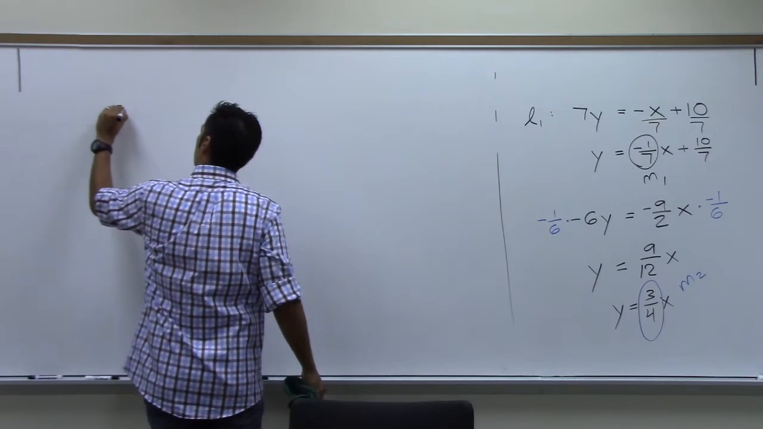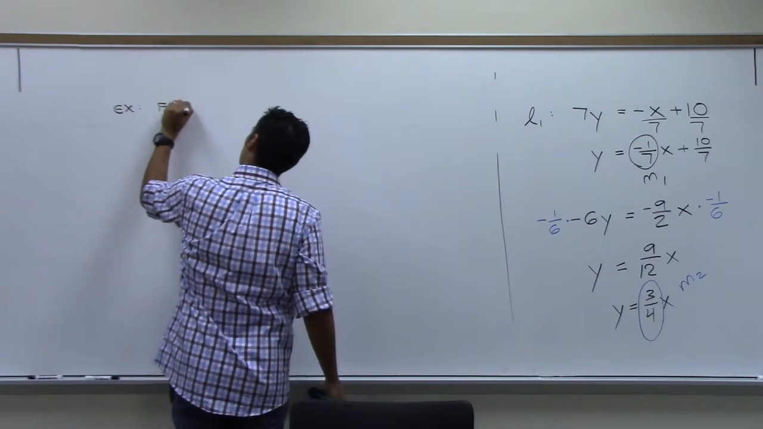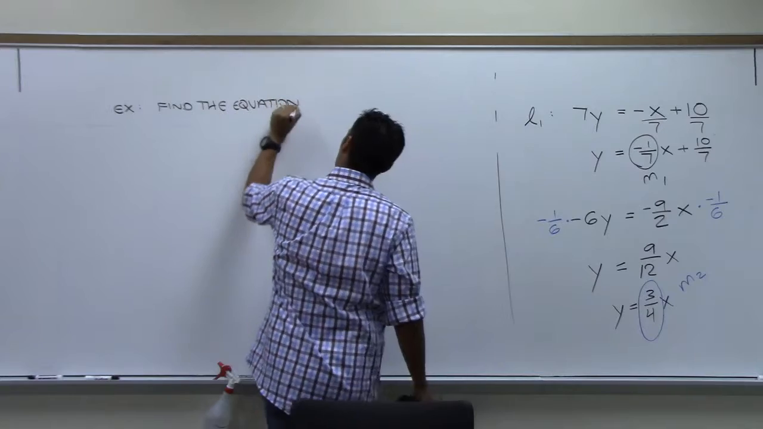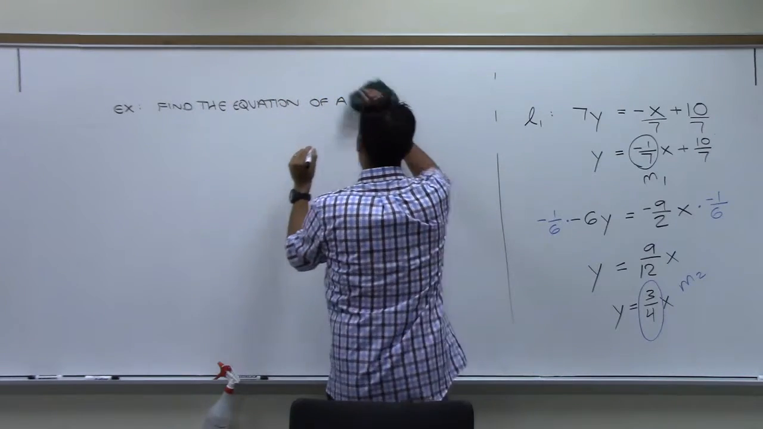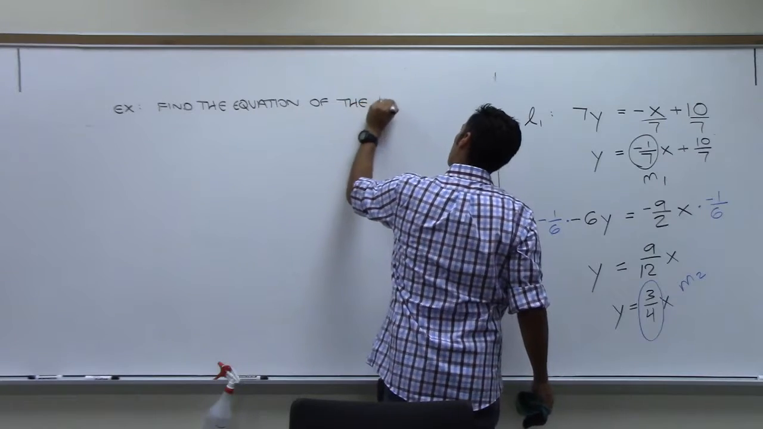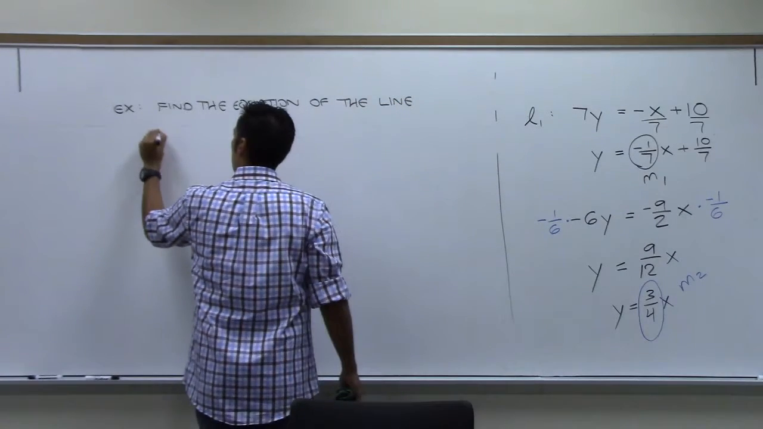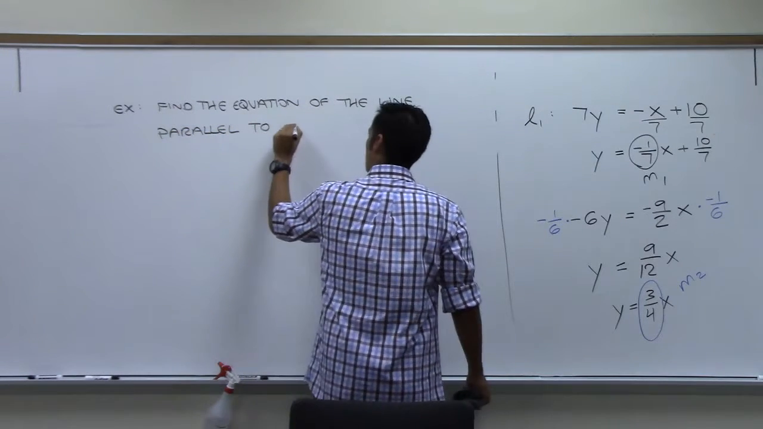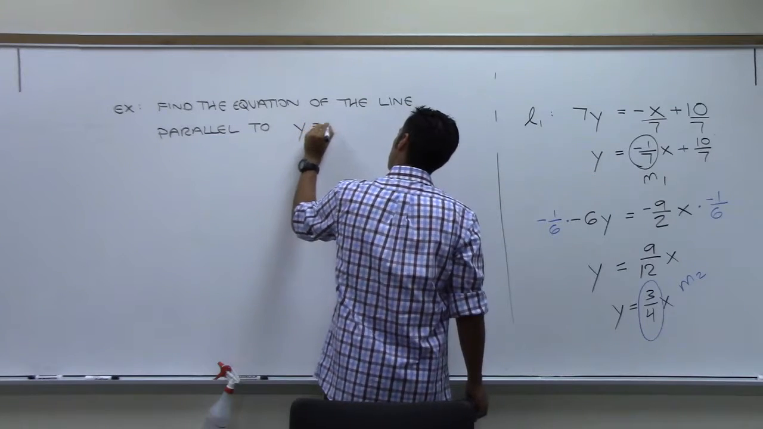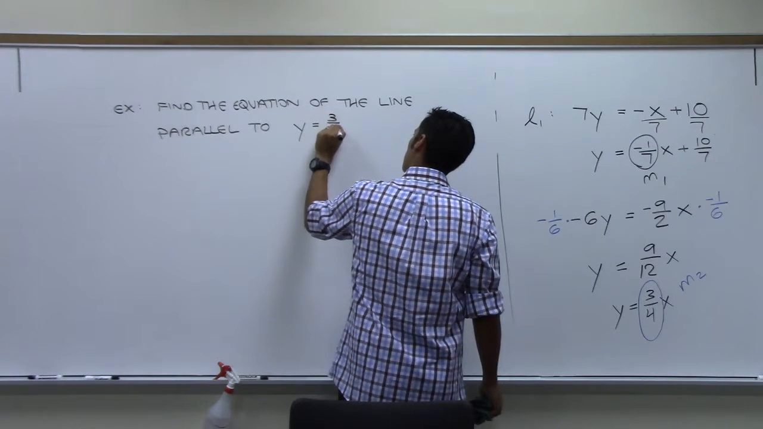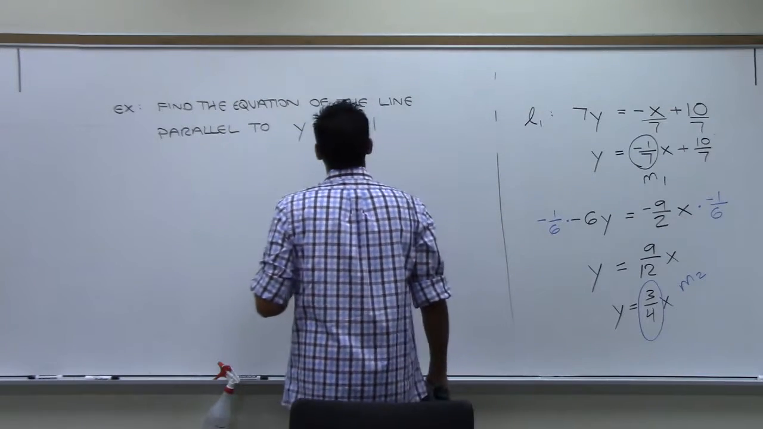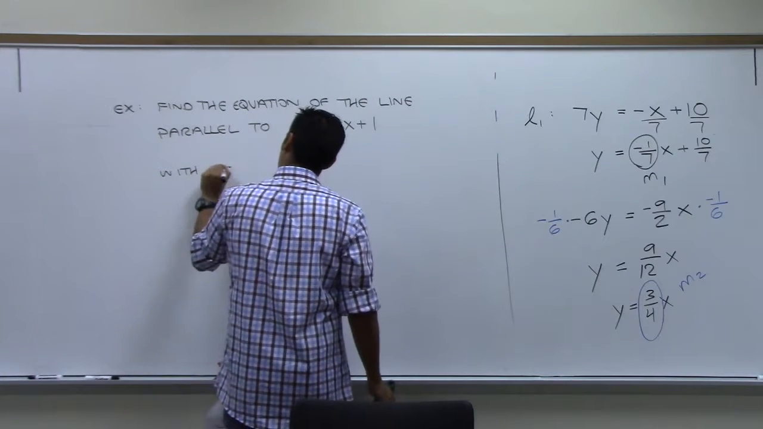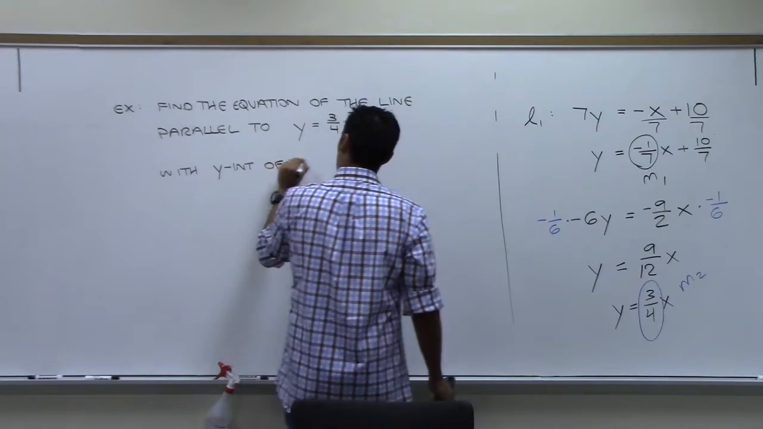Next example. Find the equation of a line, or of the line, parallel to y equals 3/4 x plus 1 with a y-intercept of -4.